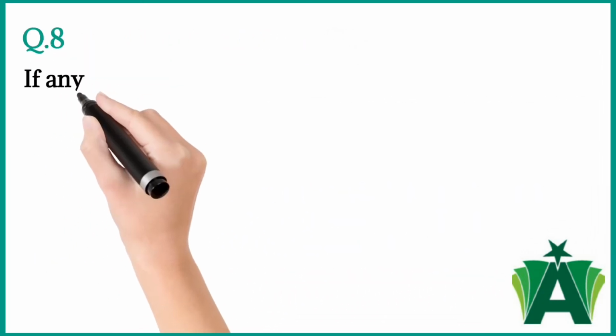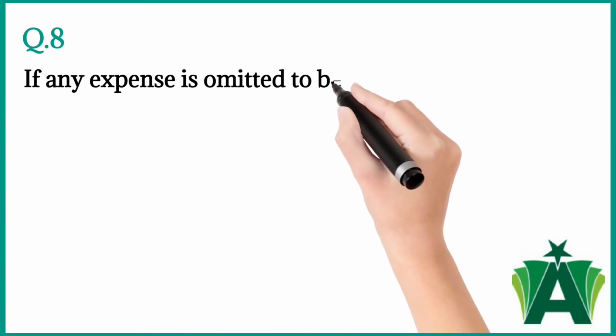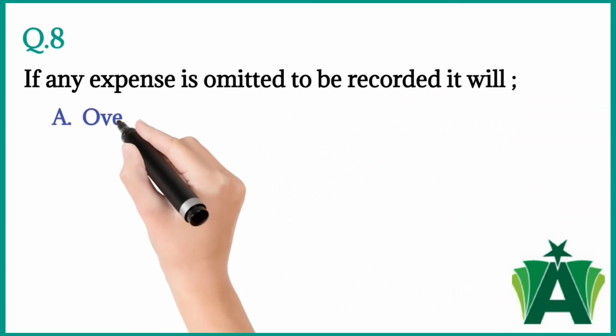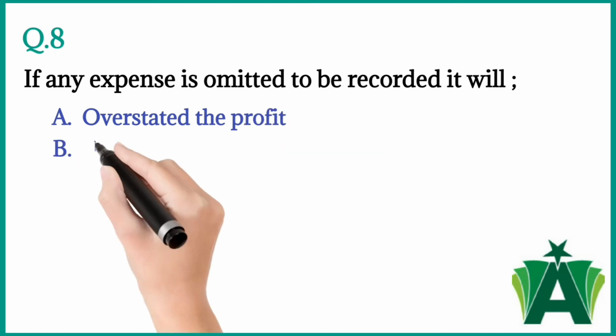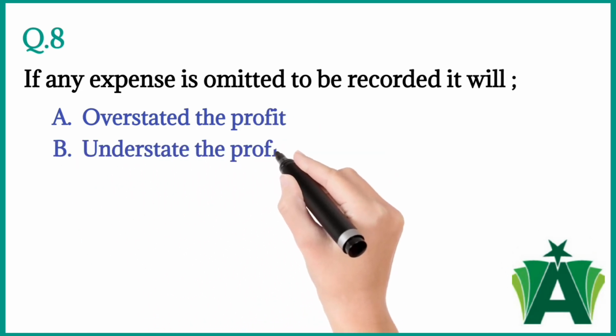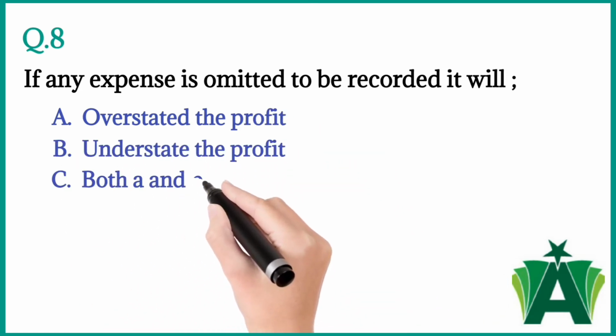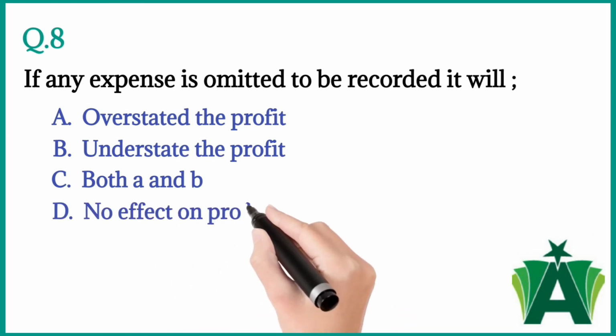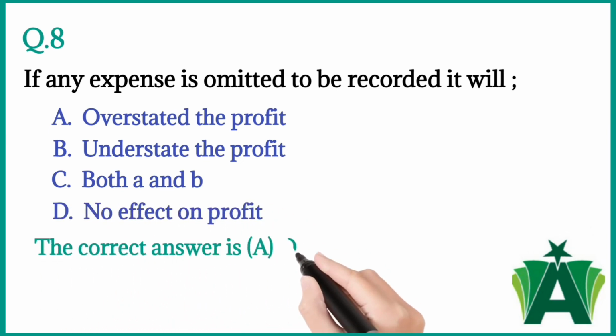Question number 8. If any expense is omitted to be recorded, it will: A. Overstate the profit. B. Understate the profit. C. Both A and B. D. No effect on profit. The correct answer is A. Overstate the profit.